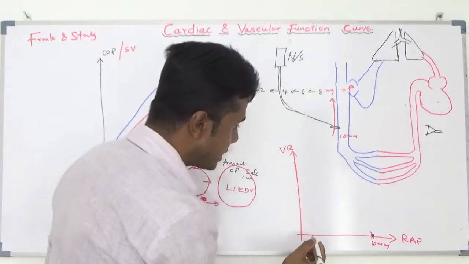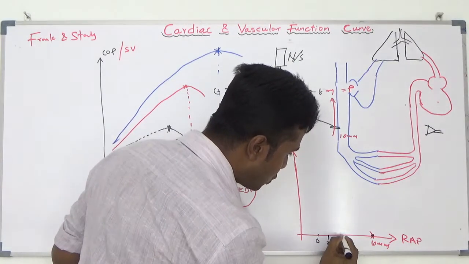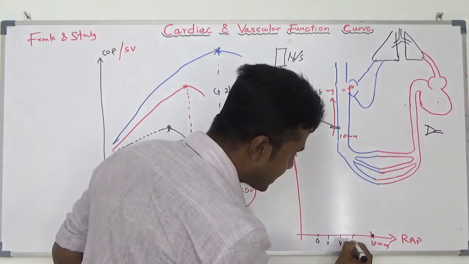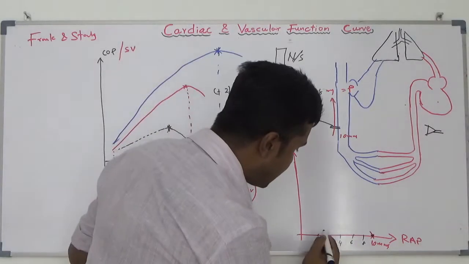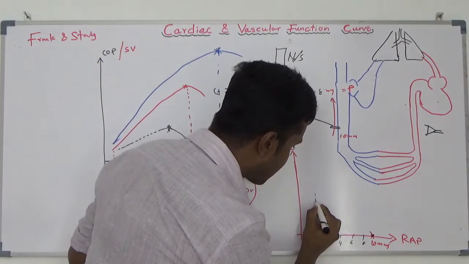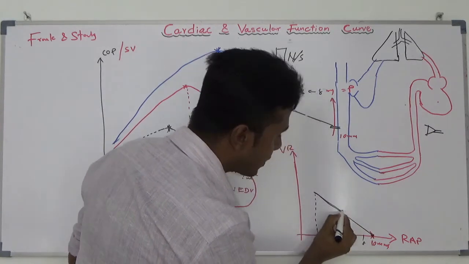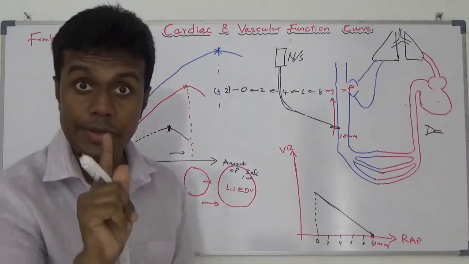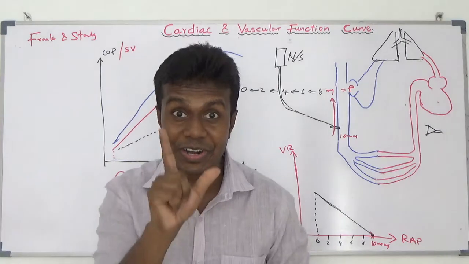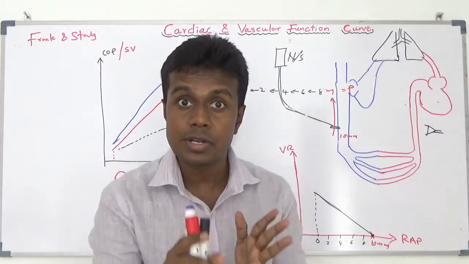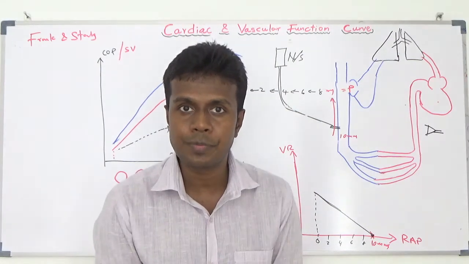So what happened is, here 0, 2, 4, 6, 8. Here 10. Until it becomes 0, venous return gradually increases. Venous return gradually increases until right atrial pressure becomes 0. What happens when it becomes 0?